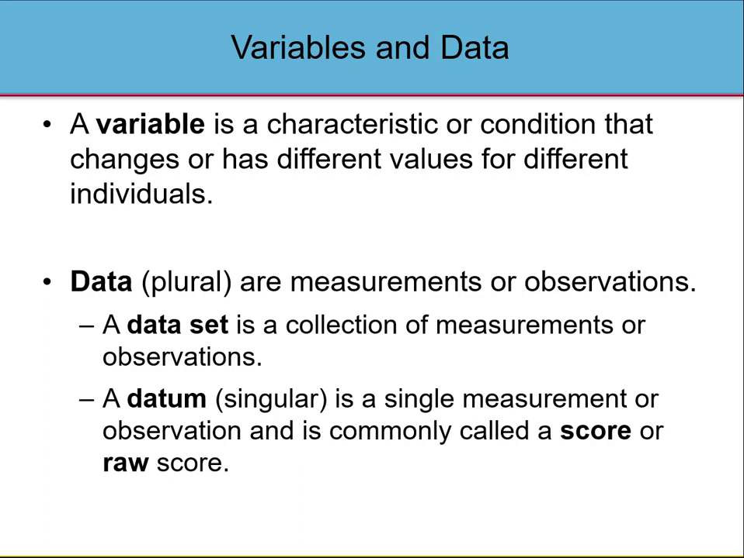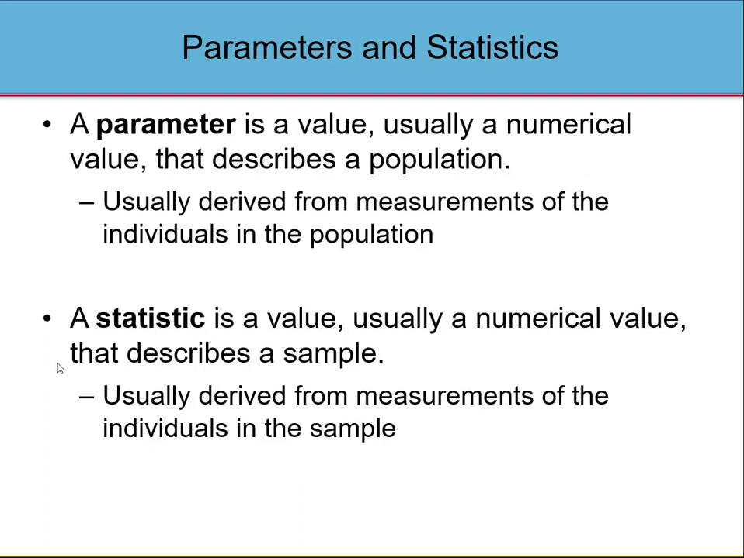So if it's a variable that can change, perhaps somebody's score, or if it's a variable that is different for different people in the population, like gender, race, ethnicity, etc. Data is plural, so we say data are. Data are measurements or observations. So the data set is the complete set of measurements, and then datum is the singular for one measurement. And it's commonly called a score or a raw score. Nobody ever says datum.